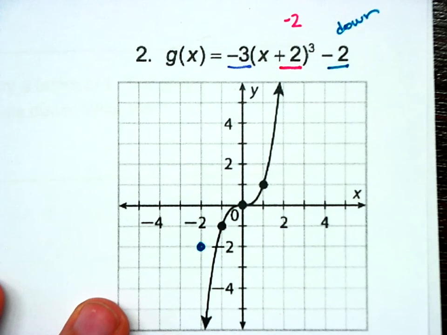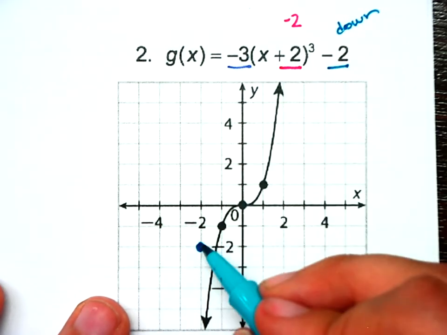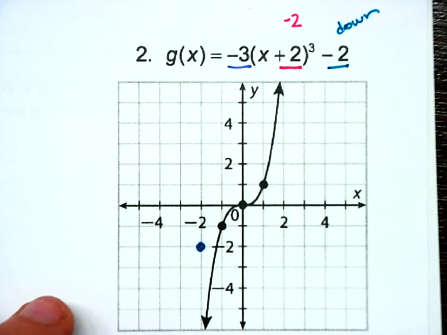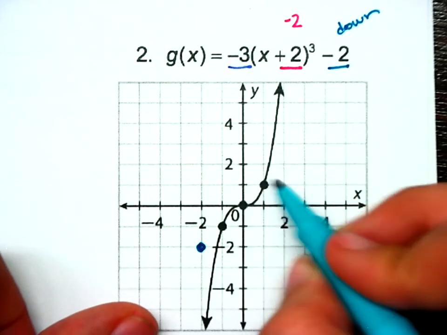Okay, and the reason that this middle point doesn't change with that stretch or compress is because these values were 0, 0. So if I multiplied those by any number, they'd still just be 0. That doesn't stretch or compress. That is going to affect the next couple points.